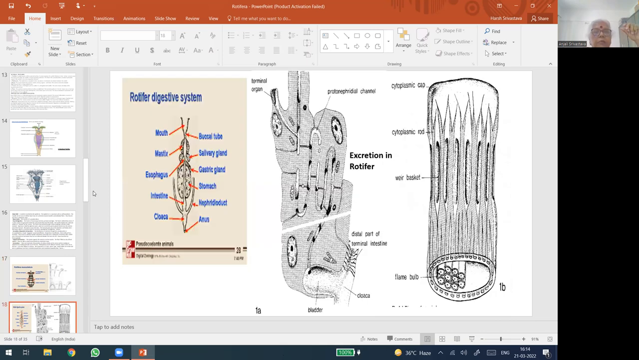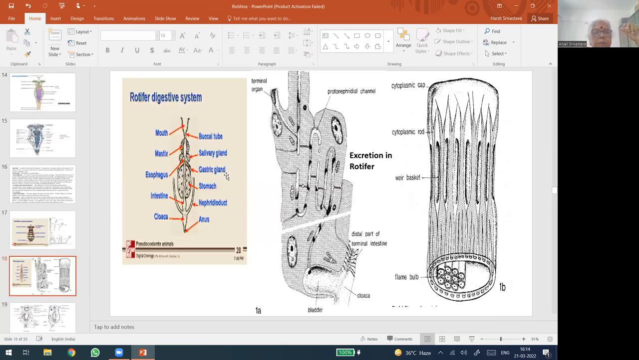Now, this is the diagram showing the digestive system. The well-developed digestive system is here. And these are the protonephridial structures that help in excretion in rotifers. This is the protonephridia. This is cloaca, distal part of terminalis. This is the protonephridial channel.